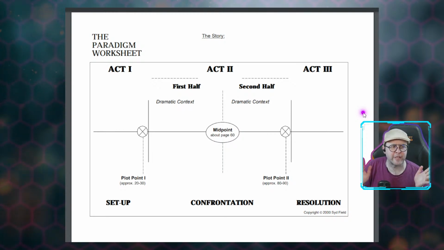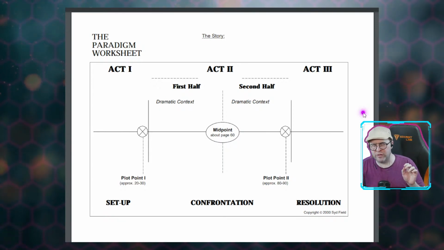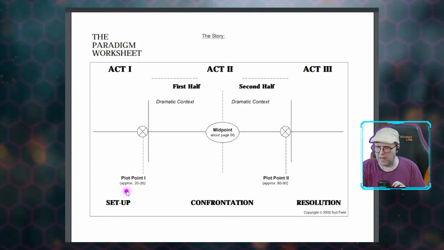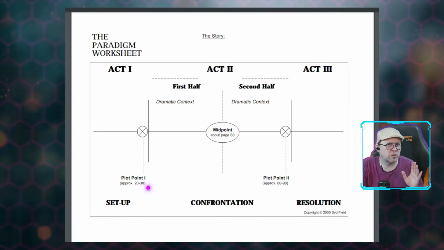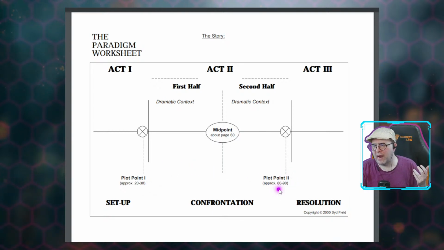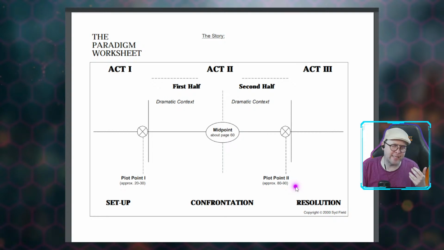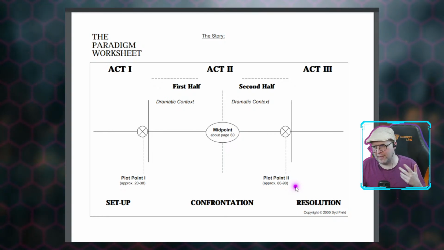Or something, roughly, right? These aren't exact, but as long as you hit it within those numbers, as you can see, plot point 1, approximately page 20 to 30, that's where it should happen, depending on how it goes. Plot point 2, approximately page 80 to 90, again, depending on plot and things like that.